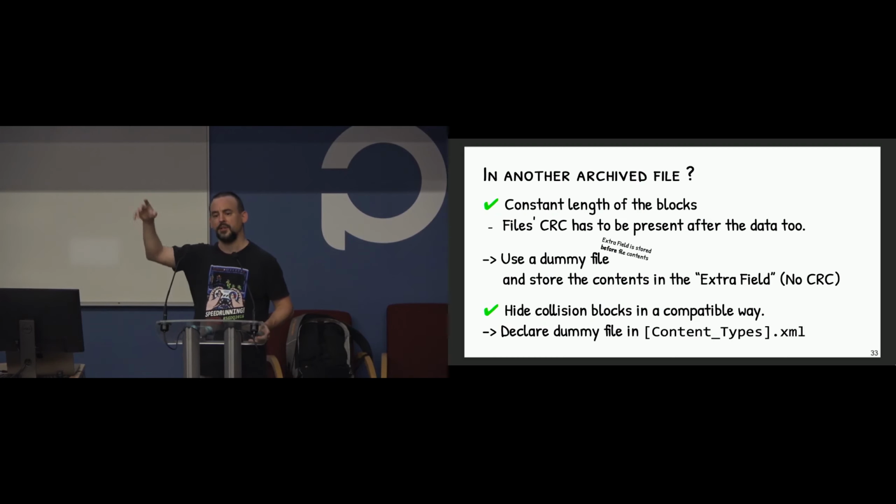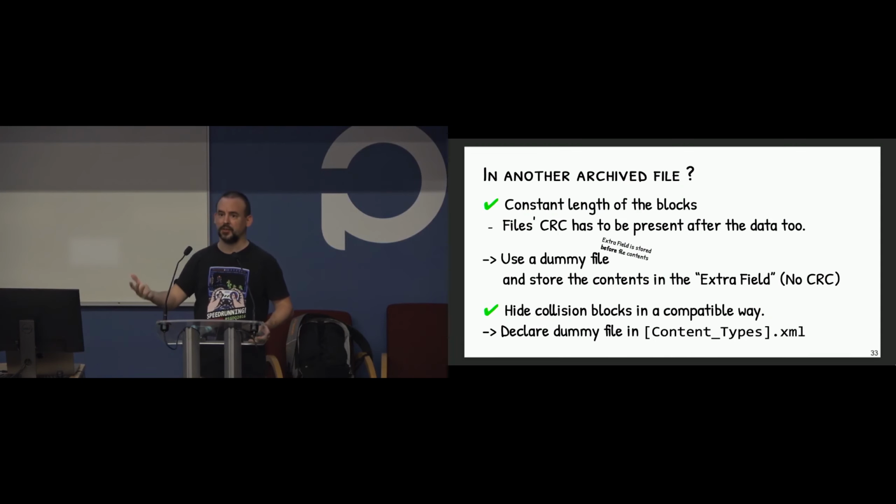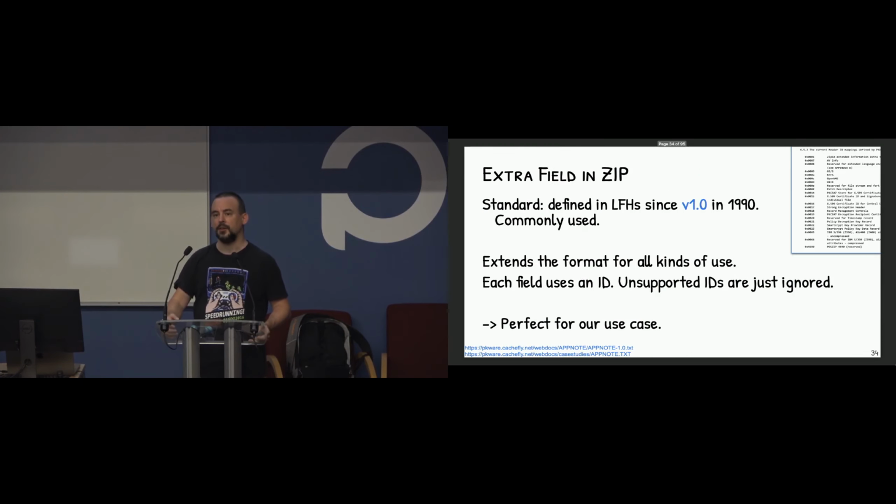You know, when you download a file, the OS knows where you downloaded this file from, and it's like, hey, you downloaded this file from the internet, are you sure you want to open it? This kind of thing is stored in the extra field. So basically, the extra field is something that was in the standard since the very first version, and is commonly used, and it's extensible, which means it's kept. So basically, it's perfect for our use case.